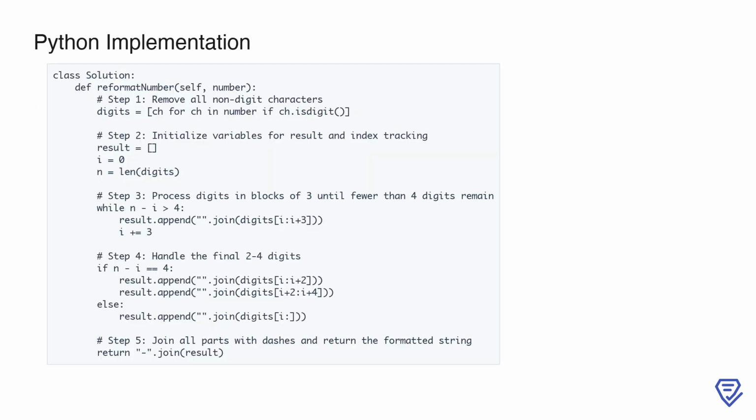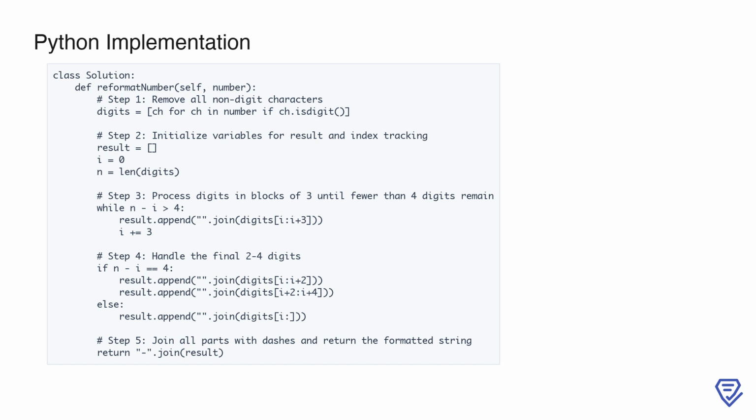The provided solution tackles the problem of reformatting a phone number string into the desired format. Here's a thorough explanation. 1. Remove non-digit characters. The first step creates a list, digits, that filters out all non-digit characters, spaces, dashes, etc., from the input string. This ensures we are only working with the raw numerical data. 2. Initialize variables. The result list is initialized to store the group segments of the formatted phone number. Variables i, the current index, and n, the total number of digits, are used to track progress through the digits list.